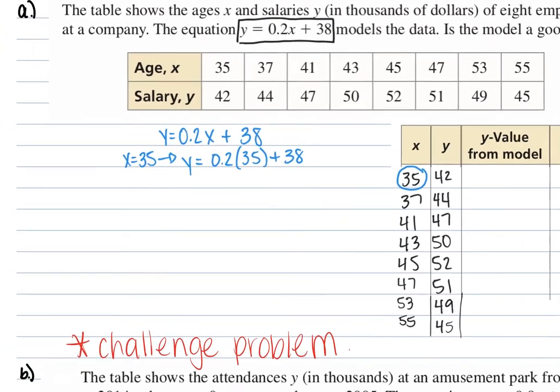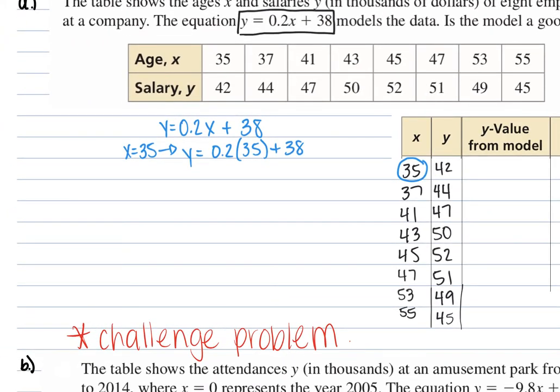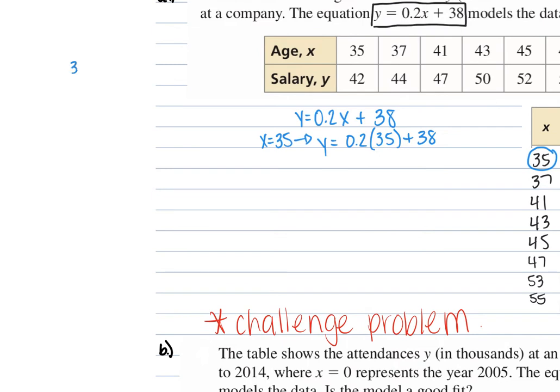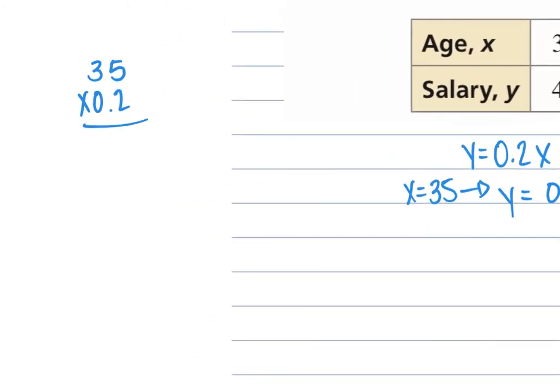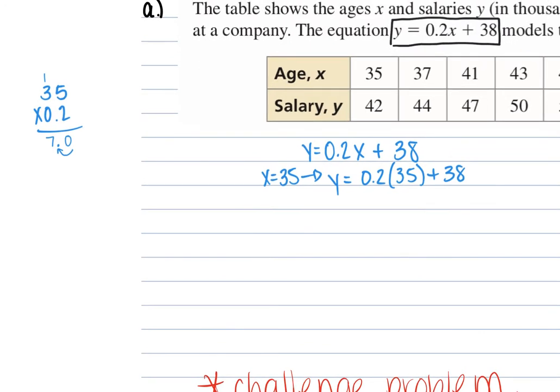Now, the reason this one's a little bit tougher is because of these decimals. So over here on the left, it's 35 times 0.2. The 5 times 2 is going to become 10. 2 times 3 is going to be 6. Add 1 to it, you get 7. And it's not 70, it's 7 because you have to move your decimal over because of the 0.2. So 0.2 times 35 is 7. So we're going to make this 7 plus 38.